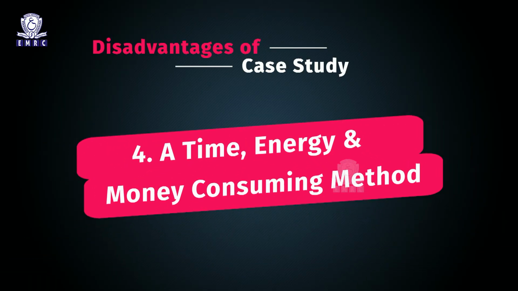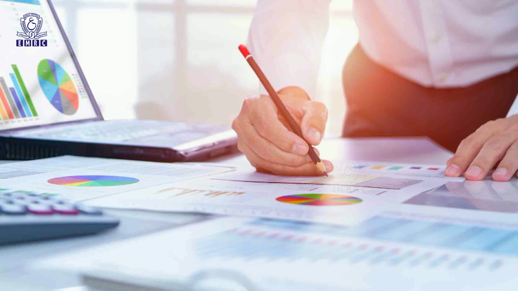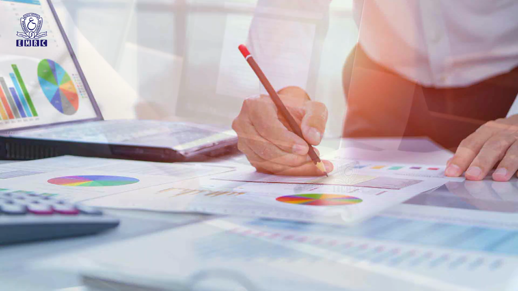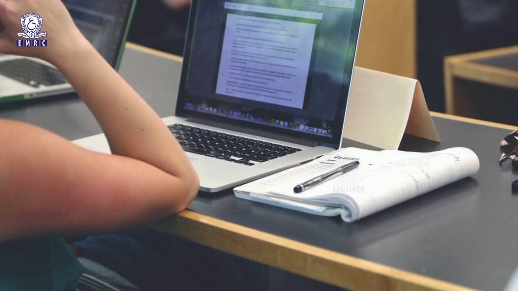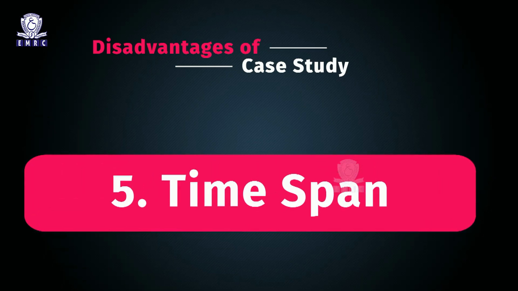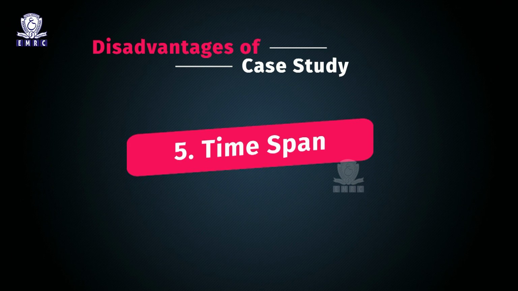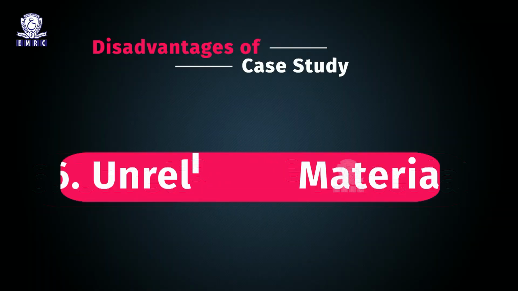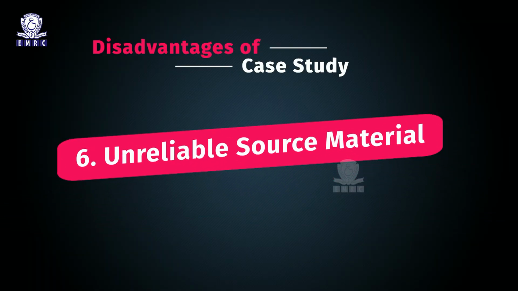Fourth disadvantage is time, energy and money consuming method. The preparation of a case history involves a lot of time and expenditure of human energy. Therefore, there is every possibility that most of the cases may get stray. Due to such difficulties, only a few researchers can afford the case study method. And the fifth disadvantage is time span. Long time span may be another factor that is likely to distort the information provided by the social unit to the researcher.